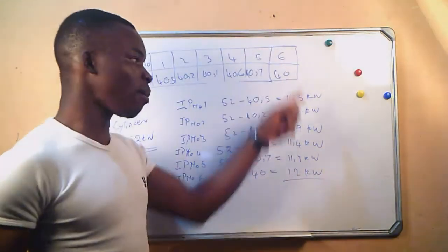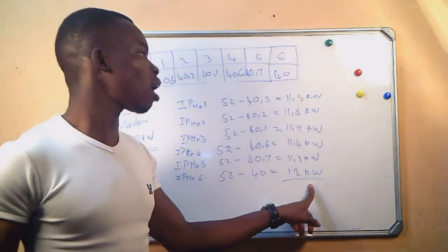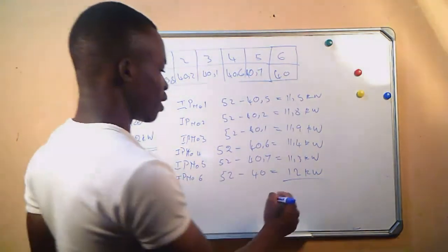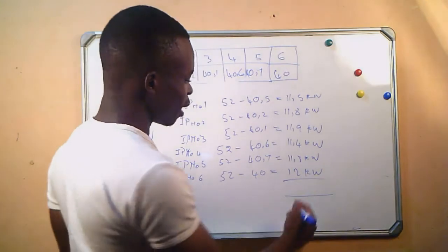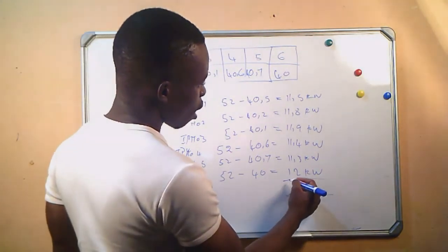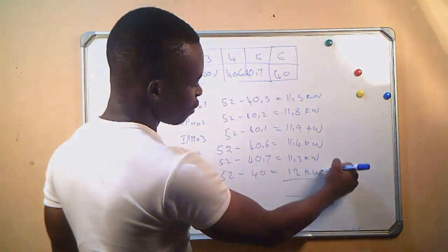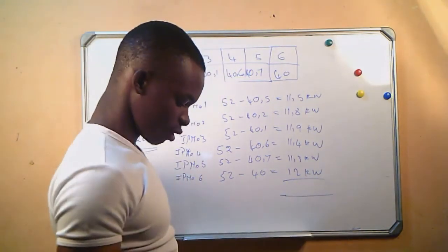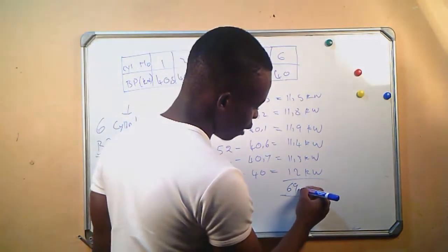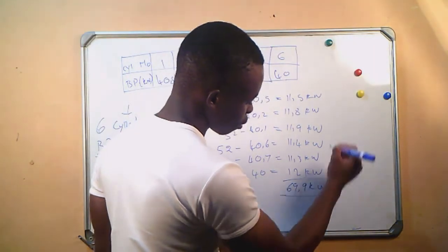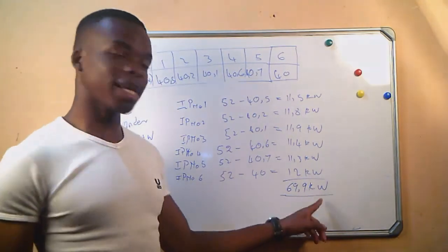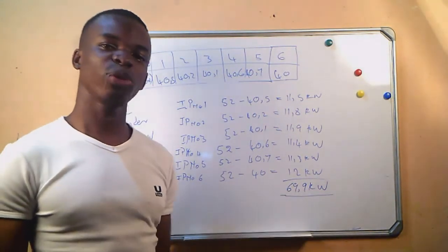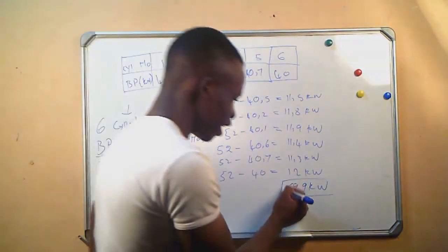And we said the sum of all these IP, indicated power 1, 2, 3, 4, 5, 6. The sum gives us the total estimate of the engine, which is 69.9 kilowatts. This is the estimated indicated power of the engine. And then from here, you can continue as usual. We now have the indicated power.